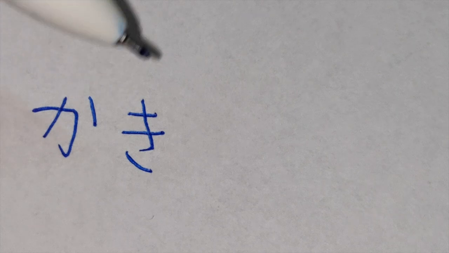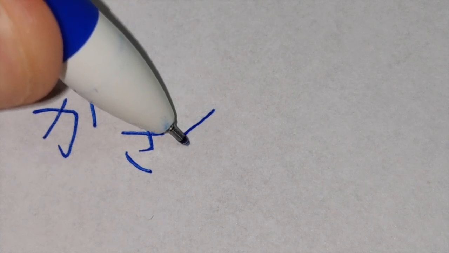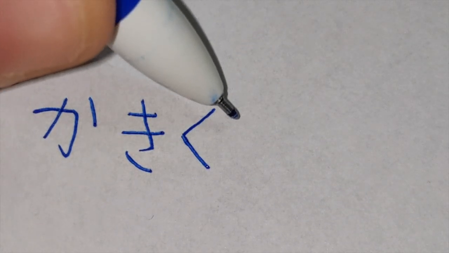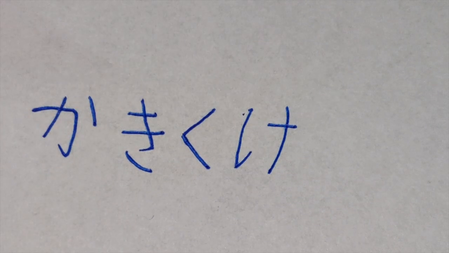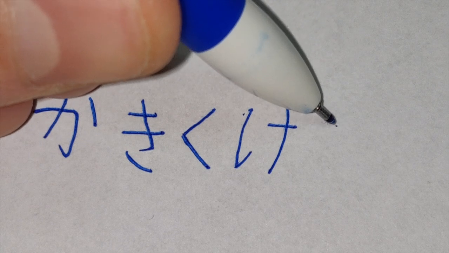And now we're going to end this lesson with all the 5 characters we've learned. Ka, ki, ku, ke, and ko.